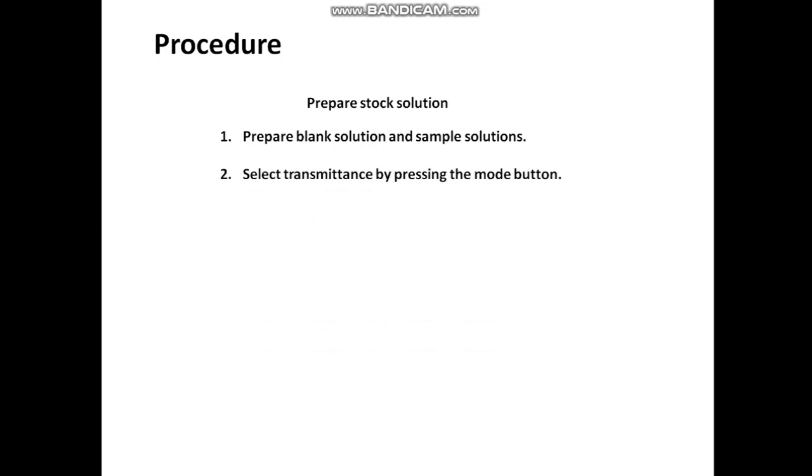So, the various steps involved in the experiment. First, the stock solution must be prepared, and you should be ready with the blank solution also. Next, transmittance mode is to be selected by pressing the mode selection button. The next step is to set the wavelength to 520 nanometer, because silver particles absorb at 520 nanometer.